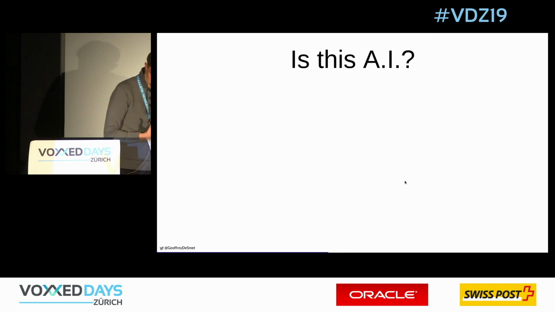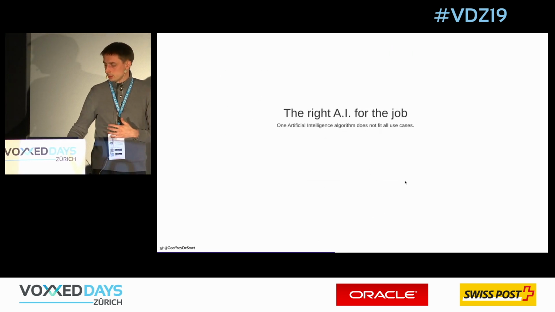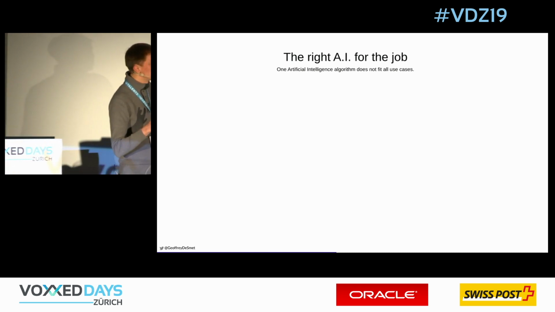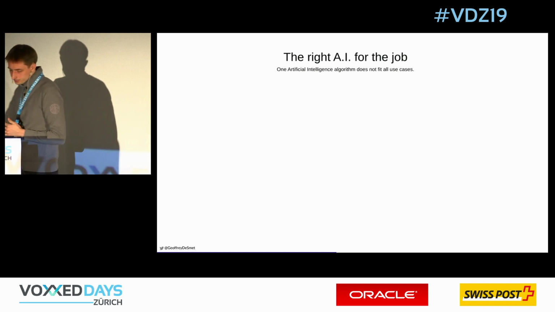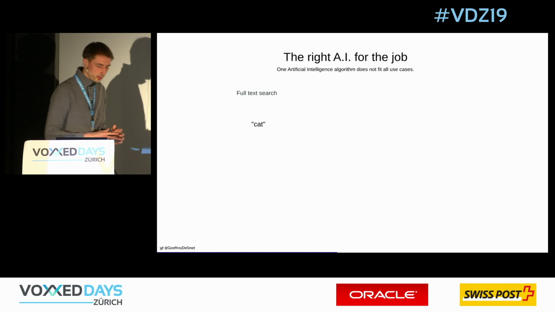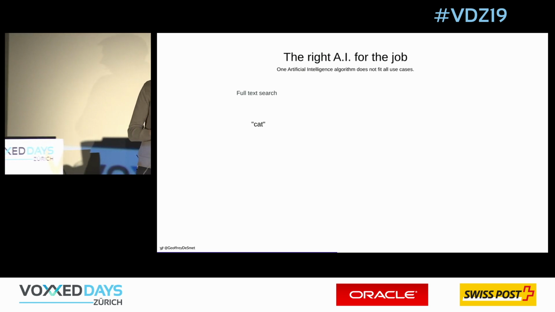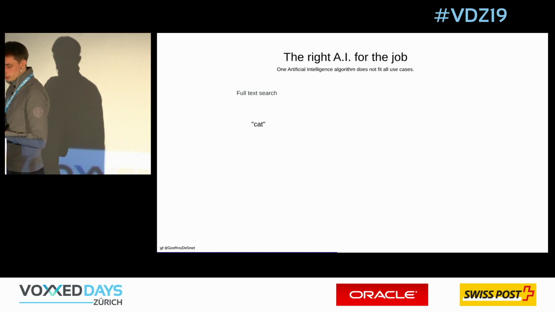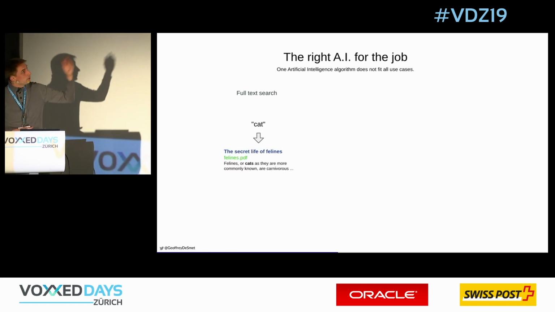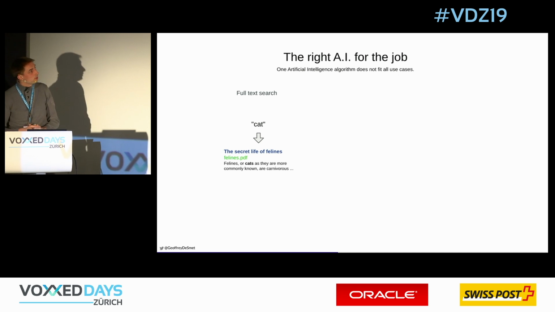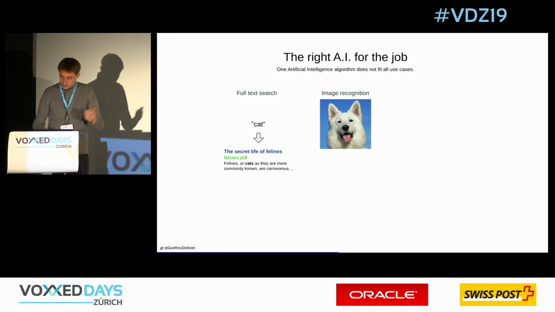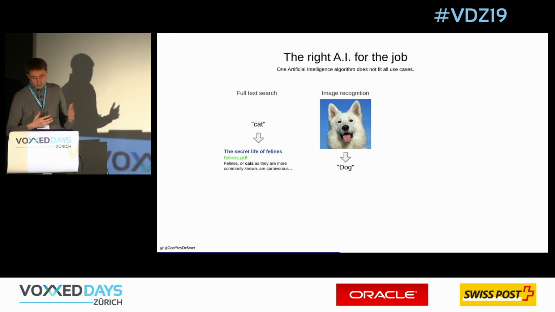So a question I sometimes get is, is this AI? Is this artificial intelligence? Is this machine learning, right? One thing to understand in the AI scape is that if you want to do a full text search, for example, for the word cat, that's your input, and your output is this PDF file. It's very different than if you have an image and you want to recognize that that's a dog. That's a different use case, right?